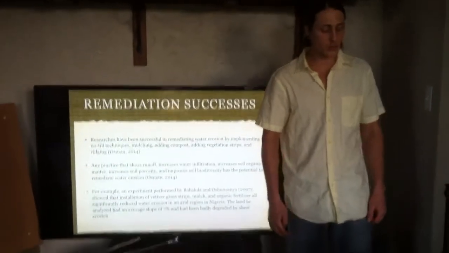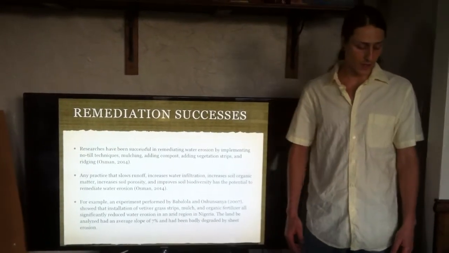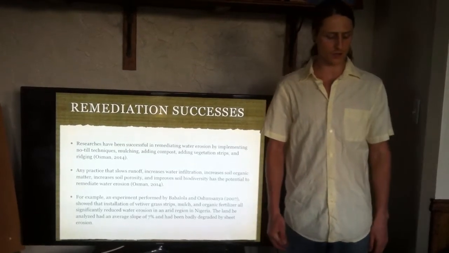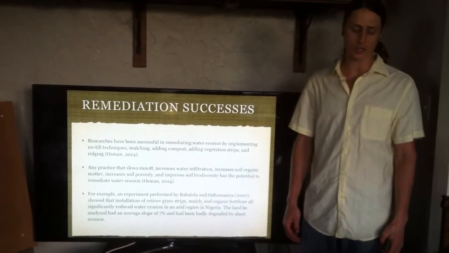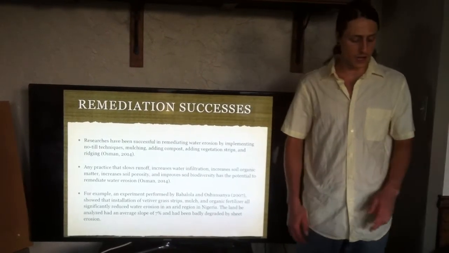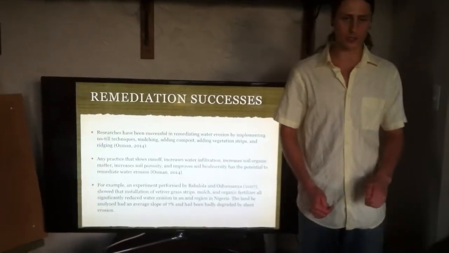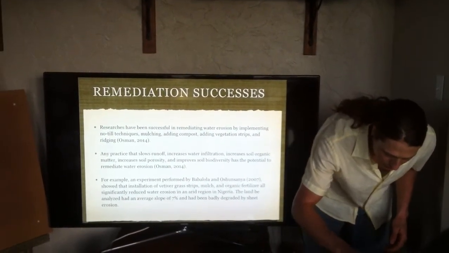For example, an experiment performed by Babalola and Ashinsanya showed that installation of vetiver grass strips, mulch, and organic fertilizer all significantly reduced water erosion in an arid region in Nigeria. The land being analyzed had an average slope of 7% and had been badly degraded by sheet erosion. They were able to remediate this land to a great degree.